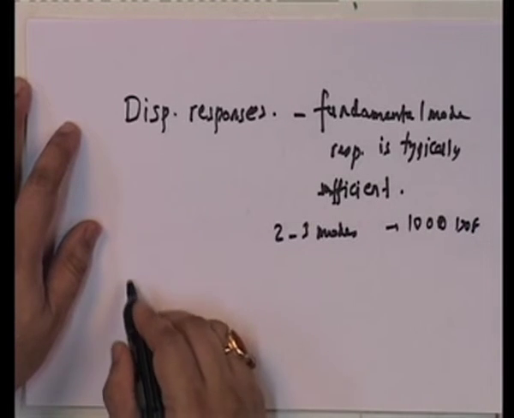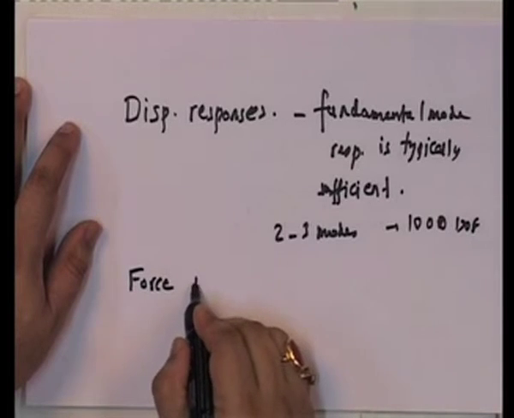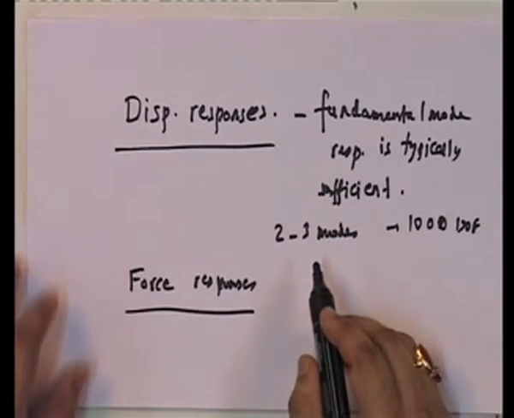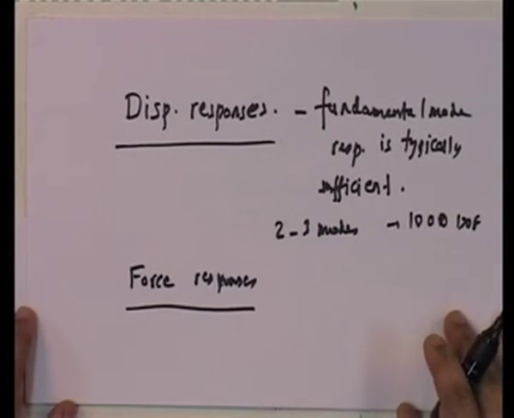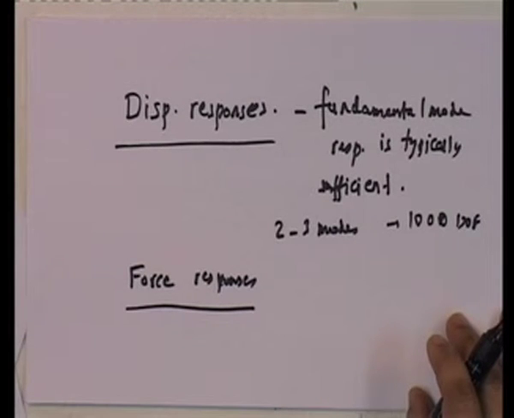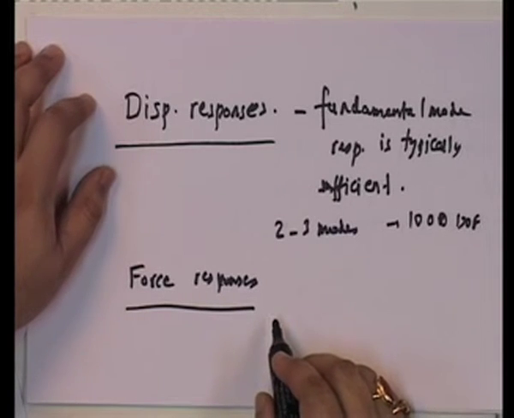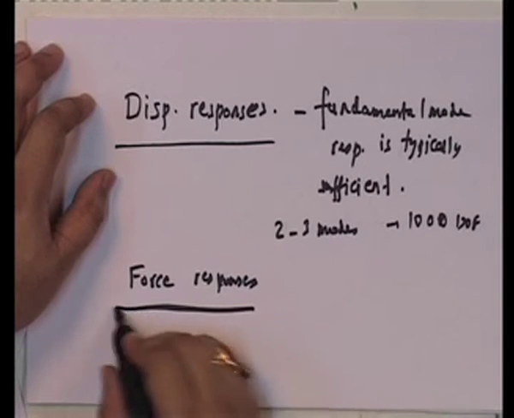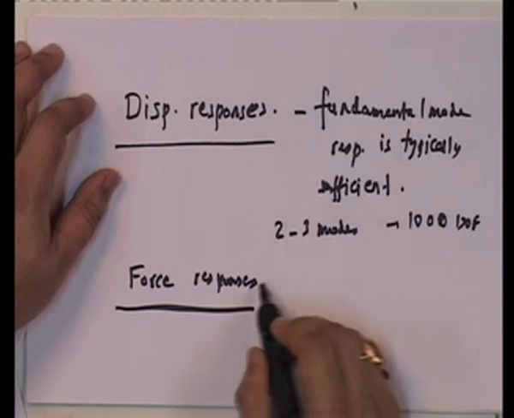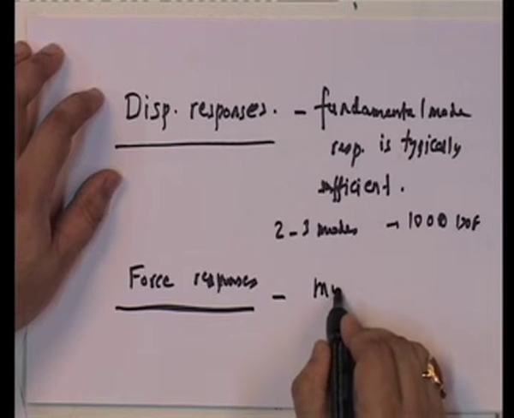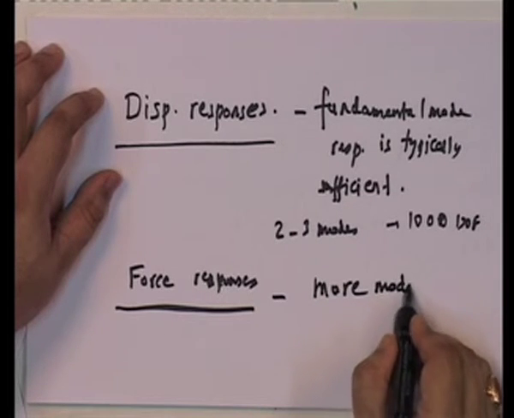But if you are looking at force responses, for example, what kind of force responses are there? For example, the base shear, or bending moment at a particular time, or story shear. If these are the things that you want to find out, then what happens is that you can go ahead and do this. For force responses, you require more modes.